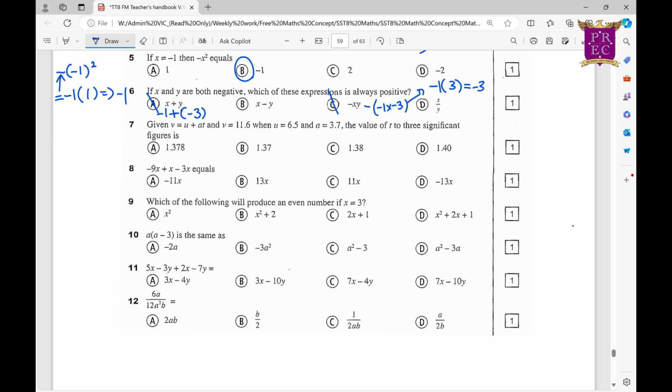B can also be ruled out because if x is a larger negative number compared to y, even if the two negatives make a positive symbol, the number will still remain negative. So let's say x was -5 and y was -3. Even if it becomes -5 plus 3, it will still be a -2. So it's not always positive, which is what we need to figure out. And so we're left with D, and this is because you're dividing. And when you divide two negatives, regardless of what number they are, they will always become a positive.